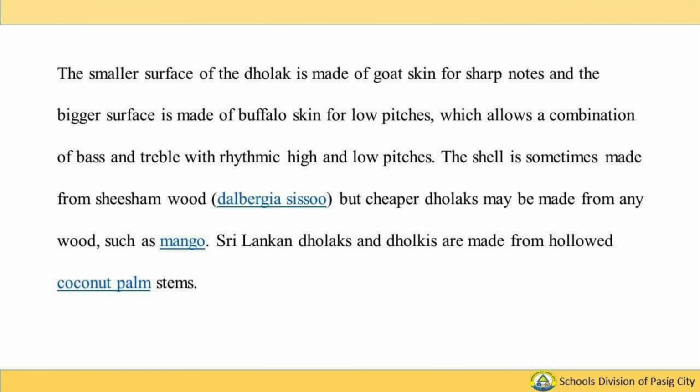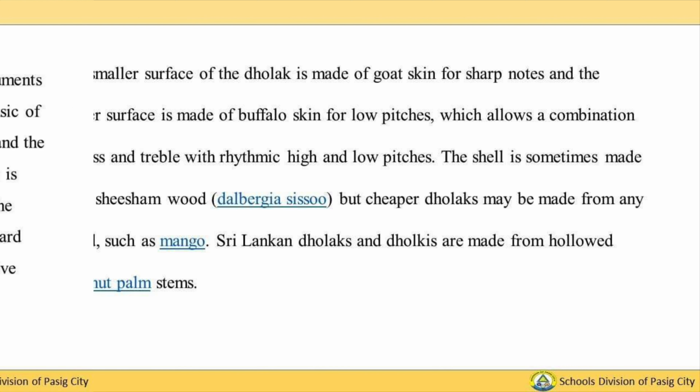The smaller surface of the dulak is made of goat skin for sharp notes, and the bigger surface is made of buffalo skin for low pitches, which allows a combination of bass and treble with rhythmic high and low pitches. The shell is sometimes made from shisham wood, but cheaper dulaks may be made from any wood such as mango. Sri Lankan dulaks and dulkis are made from hollowed coconut palm stems.